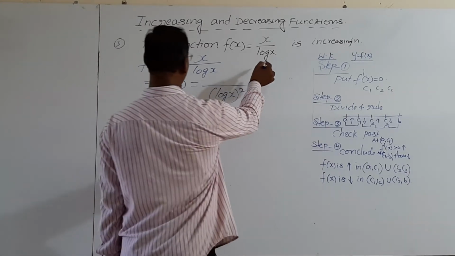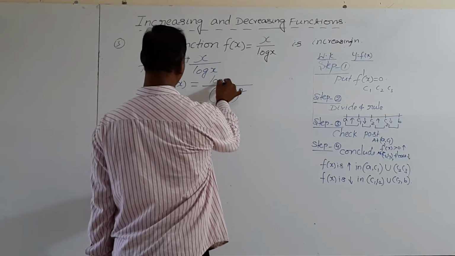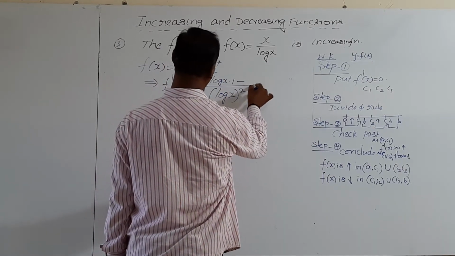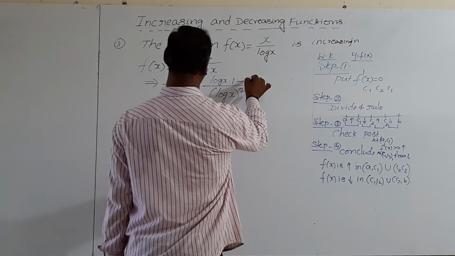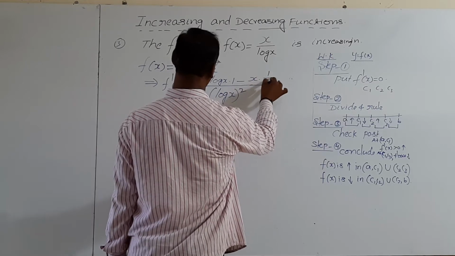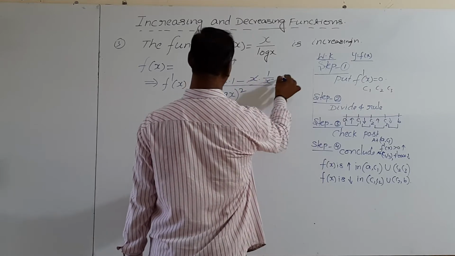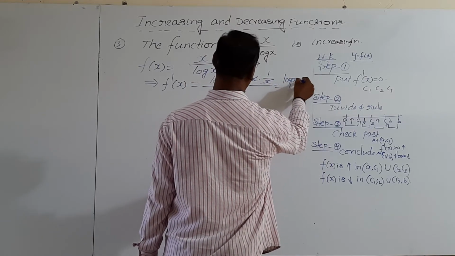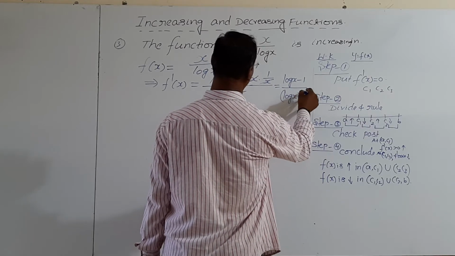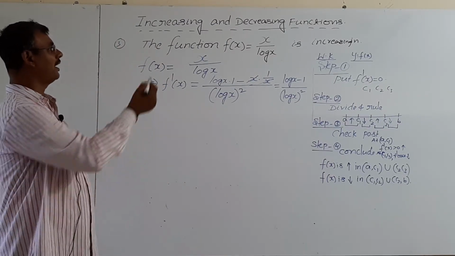f dash of x is equal to square of the denominator as it is, into differentiation of numerator, minus numerator as it is, into derivative of denominator, 1 by x. So the x gets cancelled, and we get log x minus 1 divided by log x whole square. Okay. So a logarithmic function is given; find the stationary point directly.